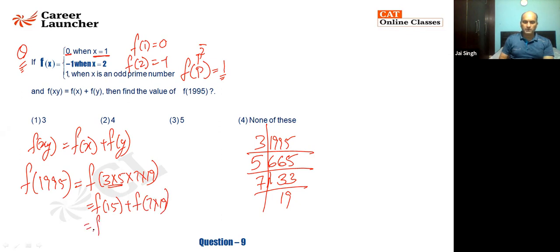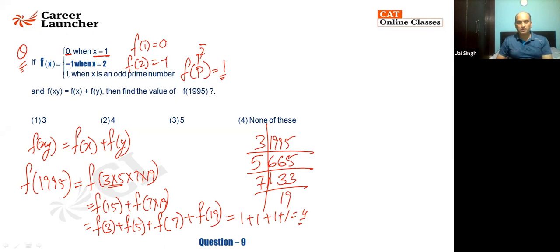I'll do this further. I can say it is f of 3 plus f of 5, because I want it to be a prime number. Similarly, this is f7, f19. And all of these, for odd prime numbers, are coming out to be 1. So 4 times it is coming out to be 1, your answer will come out to be 4. That's your answer. Is it fine, everyone now?